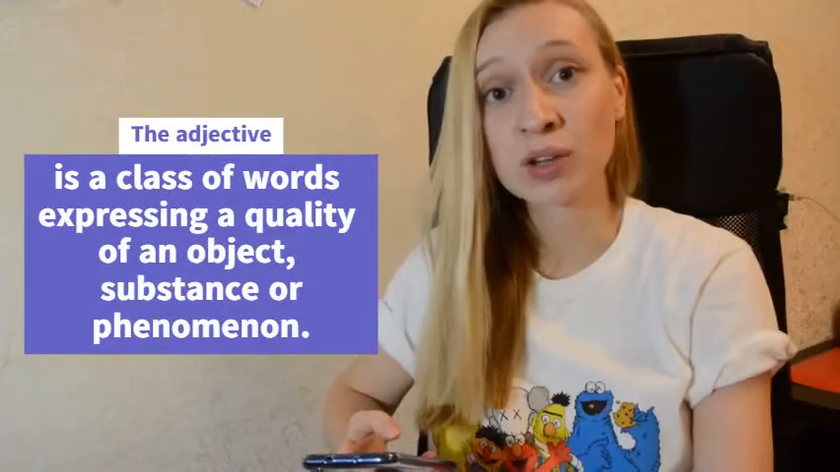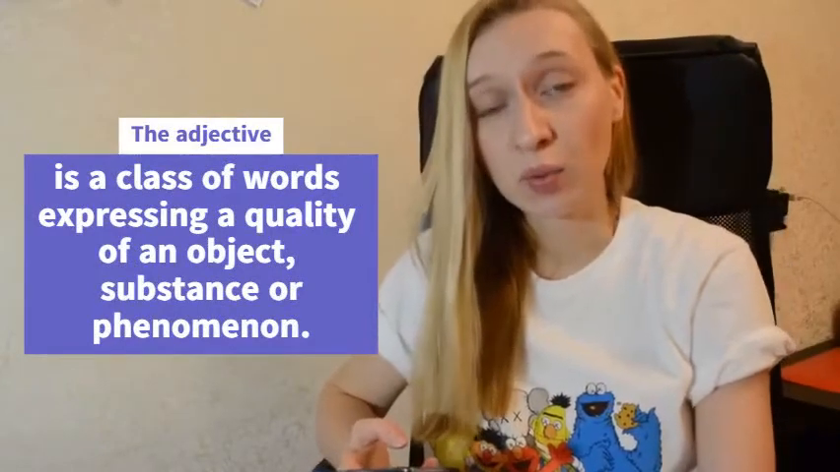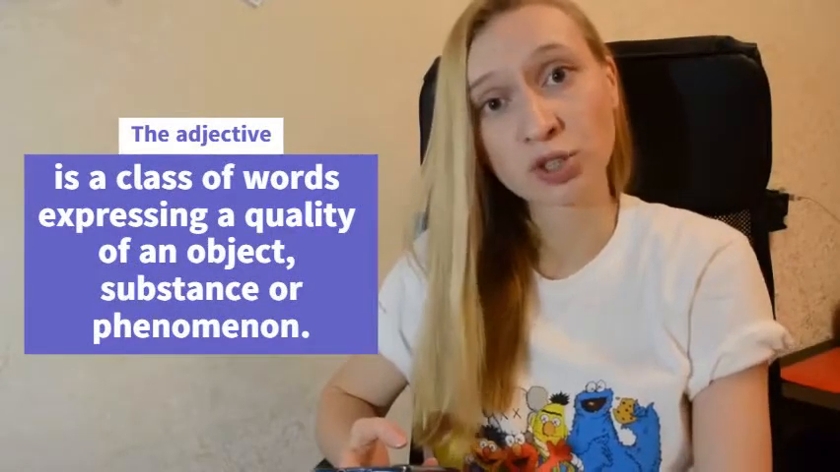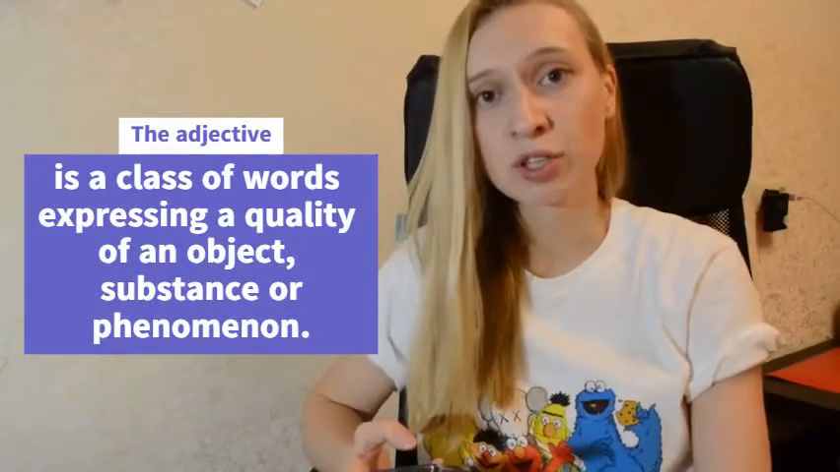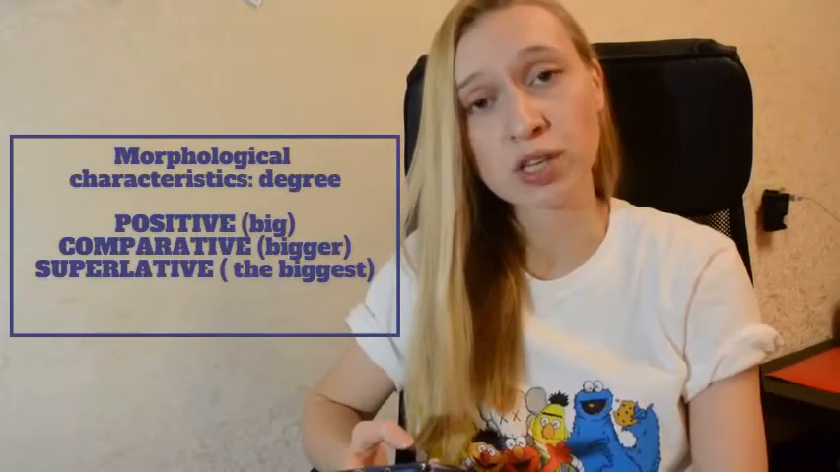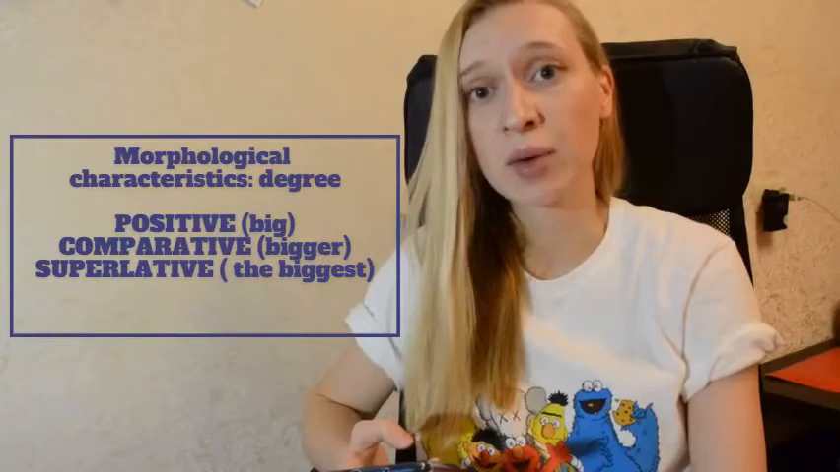What is an adjective? Adjective is a class of words denoting a quality of any kind of object, substance or phenomenon. As for morphological characteristics, they usually possess only one grammatical category, and that is the degree. In terms of degrees, they actually can be either positive, superlative, and comparative ones.